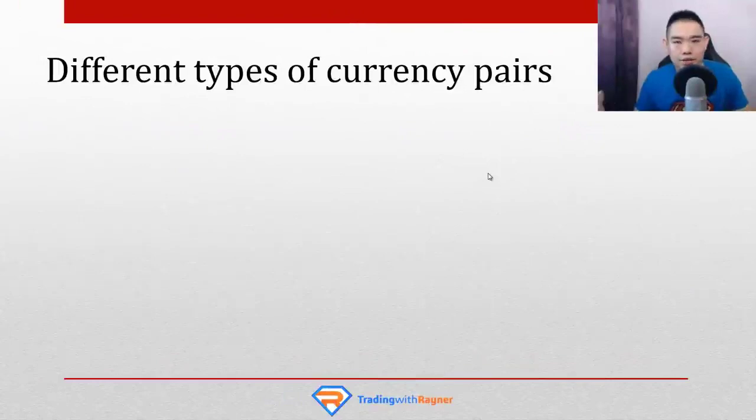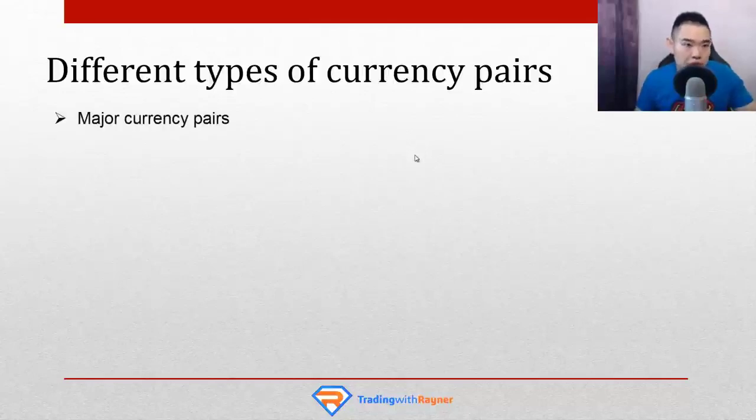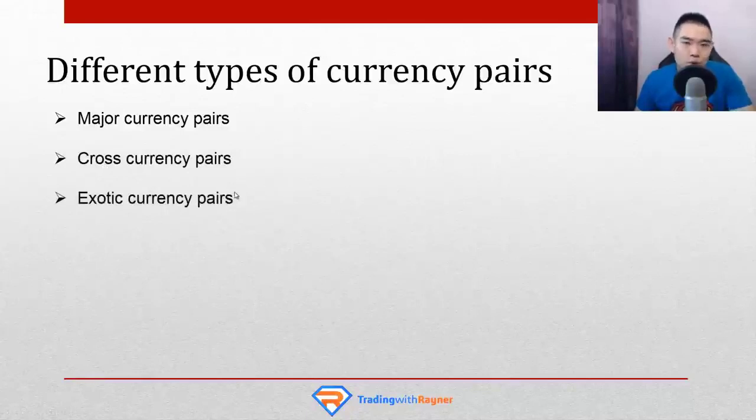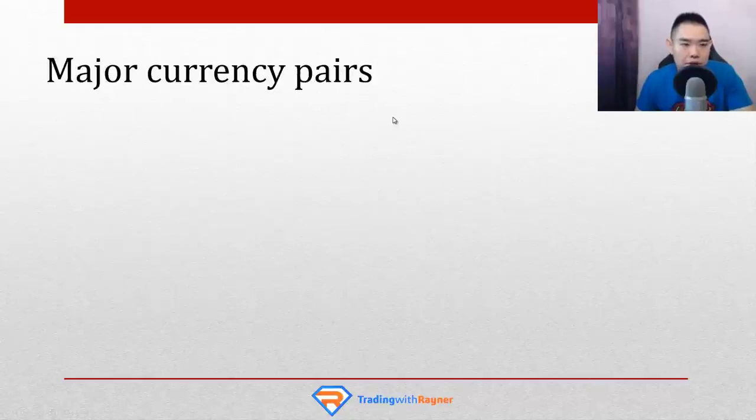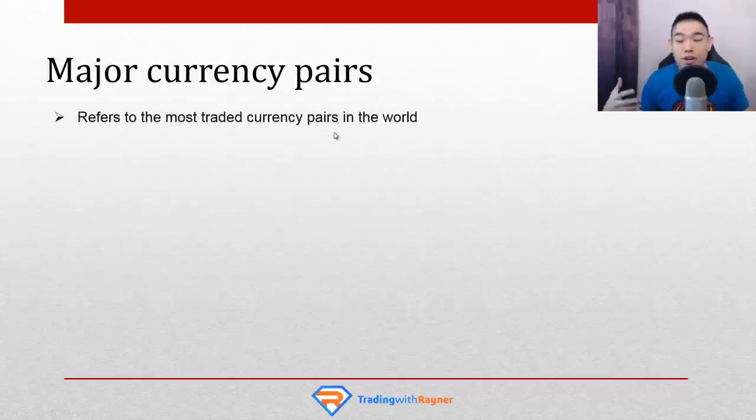So when you're trading currencies, there are different types of currency pairs, and I'll explain the 3 different types that you'll encounter. Number 1 is what we call the major currency pairs. Number 2, we have cross-currency pairs. And number 3, exotic currency pairs. Ooh la la. So let me explain. Major currency pairs refer to the most traded currency pairs in the world.